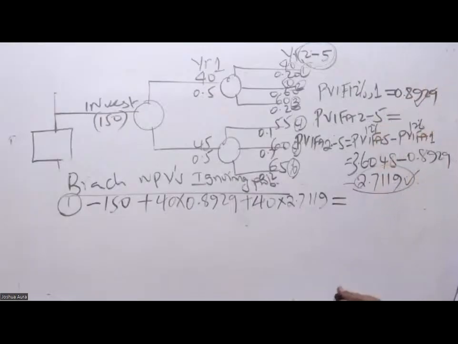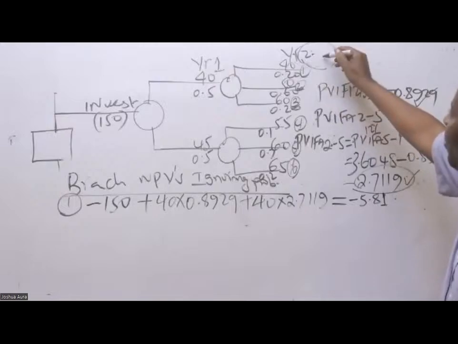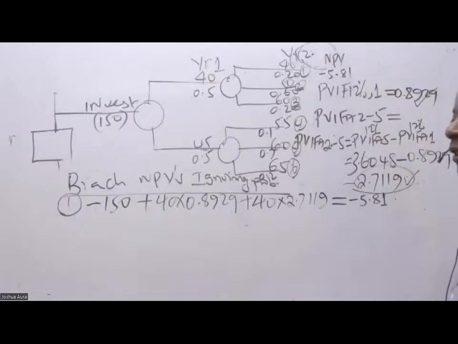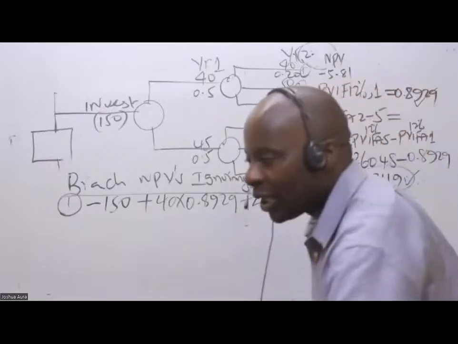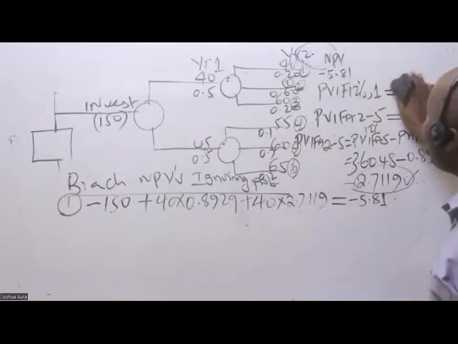Minus 5.81. Thank you so much. So minus 5.81 is the answer. That is the NPV for the first branch. Now from there, let us go to branch number 2.